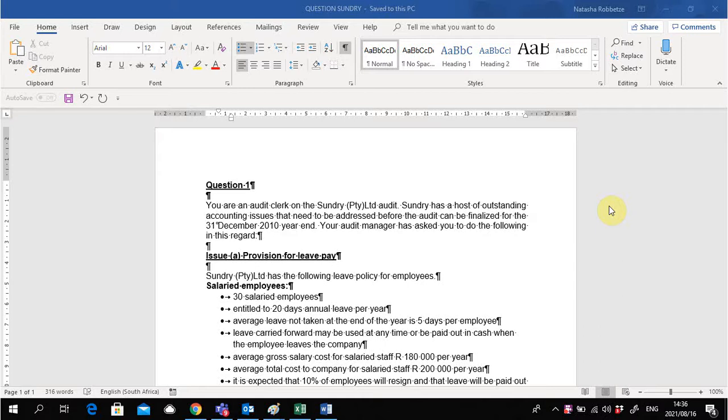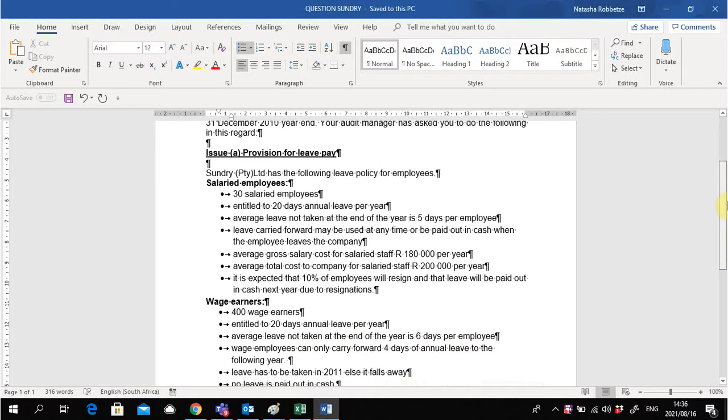You are the audit clerk on a Sundry audit, and Sundry has a host of outstanding accounting issues that need to be addressed before the audit can be finalized on 31st December 2010. Your audit manager has asked you to do the following. So there they give you a note A, issue with regards to provision for leave pay.